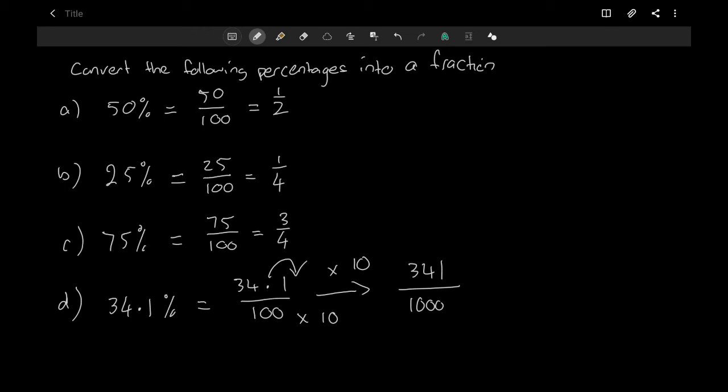So in an exam, when you get a question similar to question D here, if you wrote 34.1 over 100, your teacher's going to give you partial marks. However, if you take that one extra step, that is, making the numerator a whole number, and changing that to 341 over 1000, you'll get the full marks.